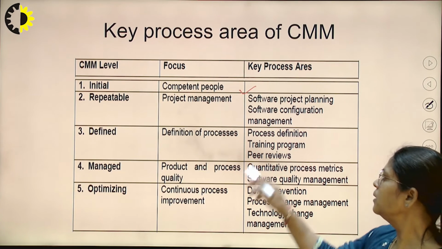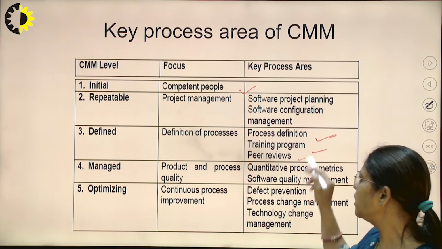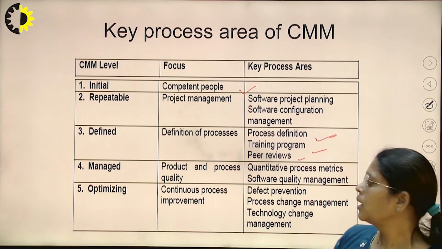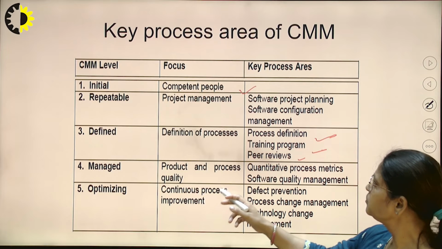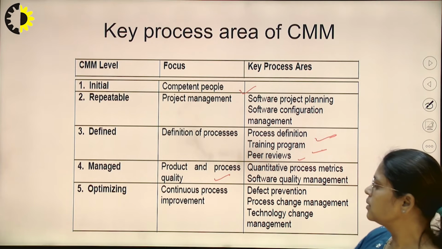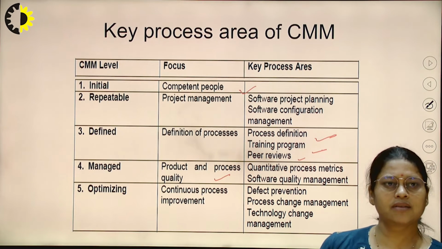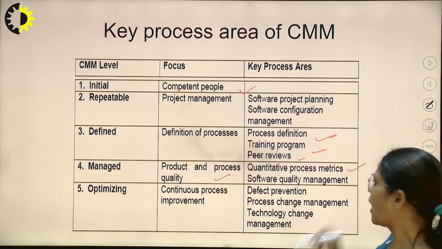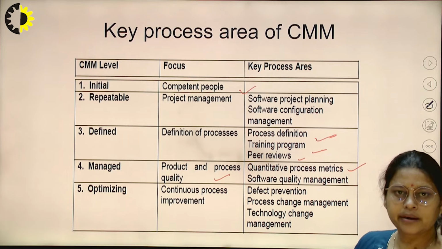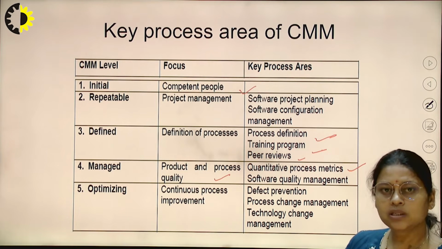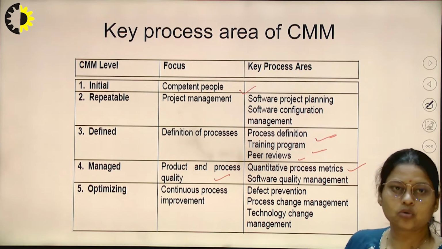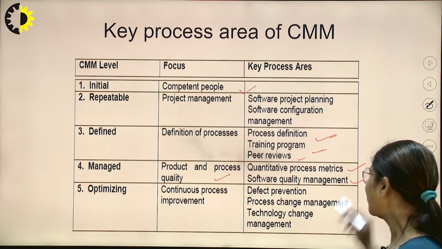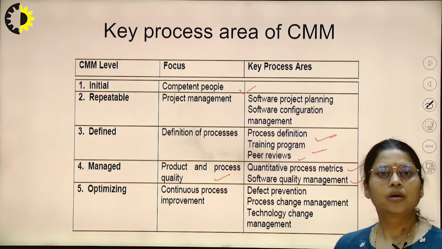In the defined level, a process definition, training programs and peer reviews are to be provided by the company. At the managed level, the focus of this level is product and process quality. Under this, they follow some metrics, measurement tools and techniques to continue to improve the quality, scope, quality management and quantitative process metrics.